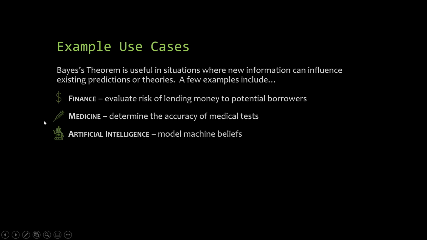One very famous example is in medicine, where this is used to determine the accuracy of medical tests. We're going to be going through an example together shortly on this, so I'll just leave it at that. And then in AI, or artificial intelligence, people use this theorem to model machine beliefs. So basically, it's a model of what the computer is thinking at a given moment.